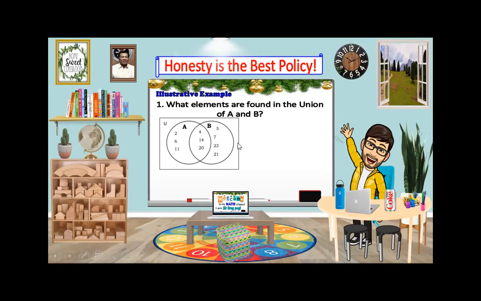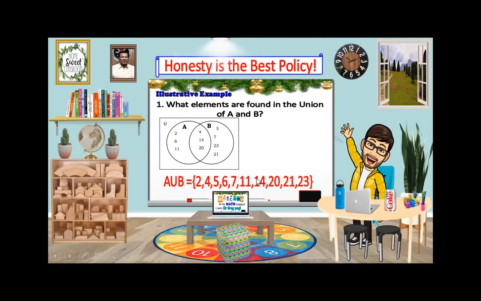We have the word union. Pag sinabi natin union, class, it means combination, pinagsama. If all the elements of A and B will be combined, what are the elements? Isa-isahin natin. Pagsasama-samahin natin at i-arrange in order: 2, 4, 5, 6, 7, 11, 14, 20, 21, 23. Ilalagay lang natin lahat. So, A union B equals 2, 4, 5, 6, 7, 11, 14, 20, 21, 23.